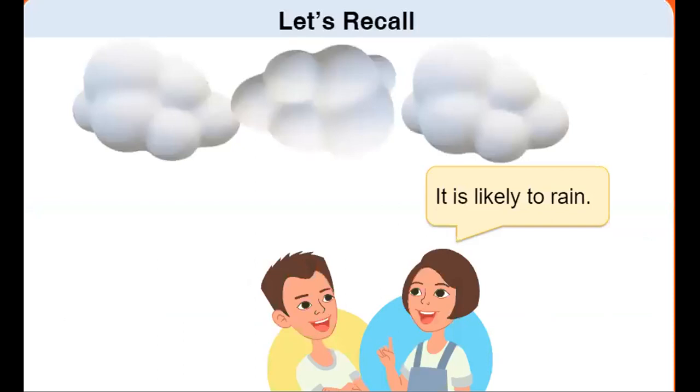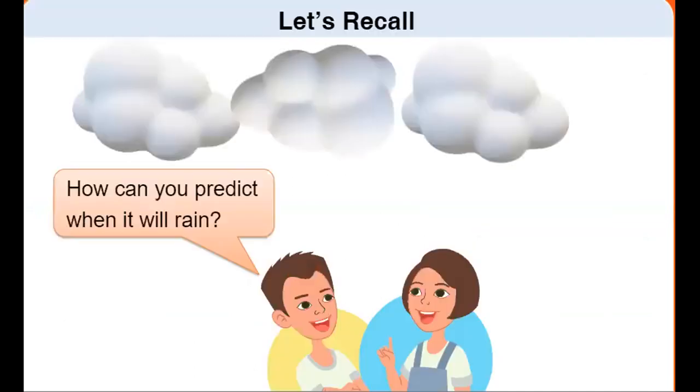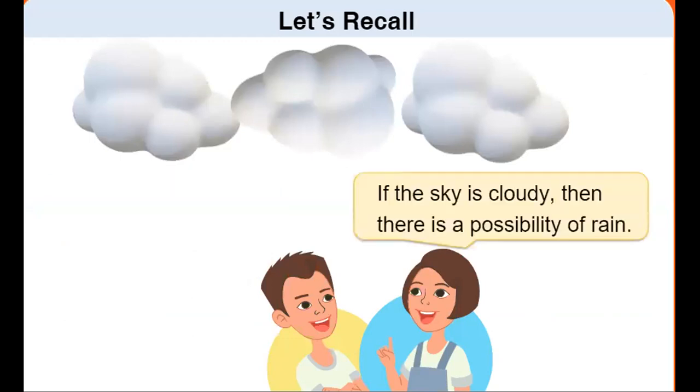Now look here. Is it likely to rain? How can you predict when it will rain? If the sky is cloudy, then there is a possibility of rain.